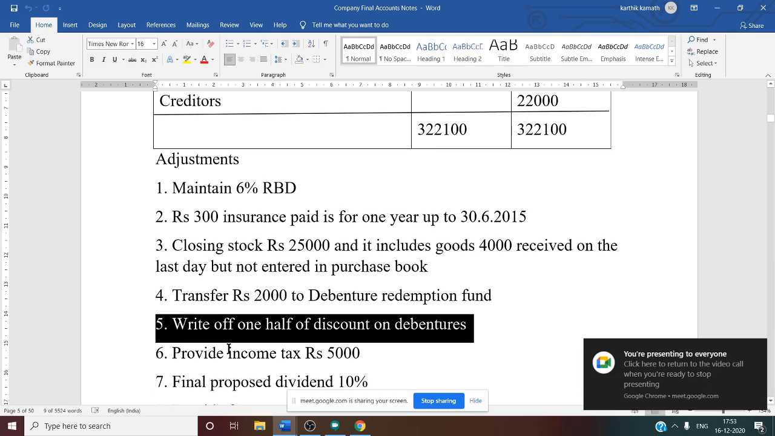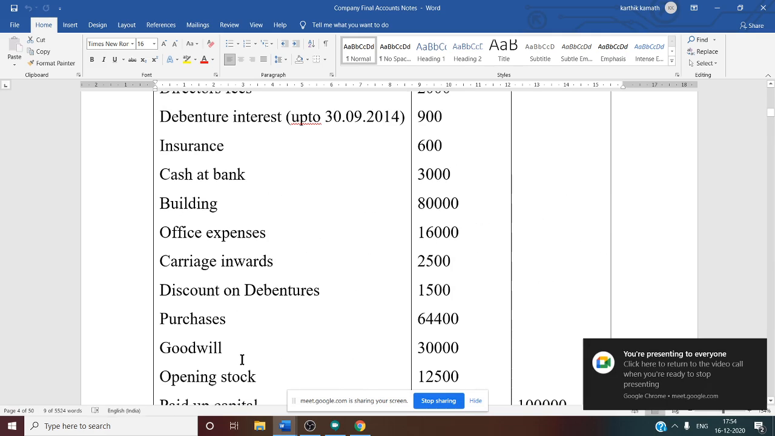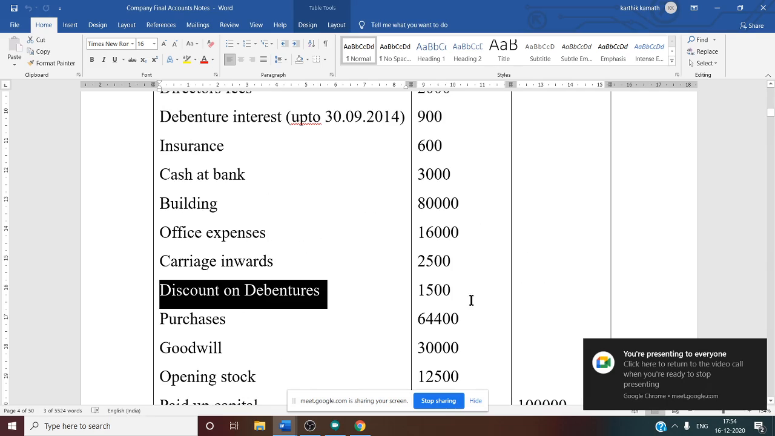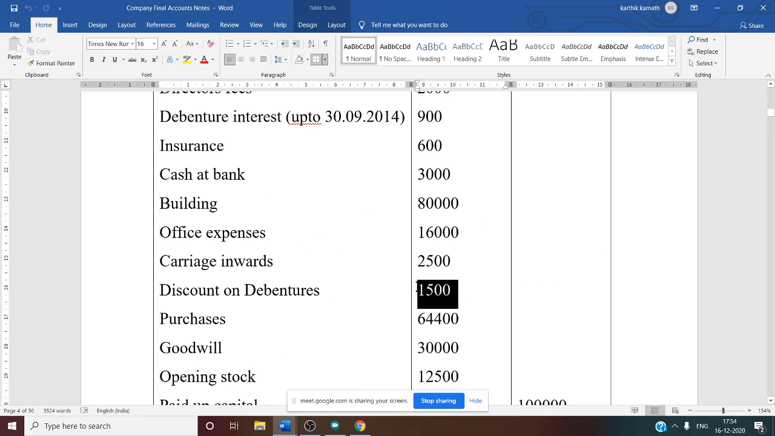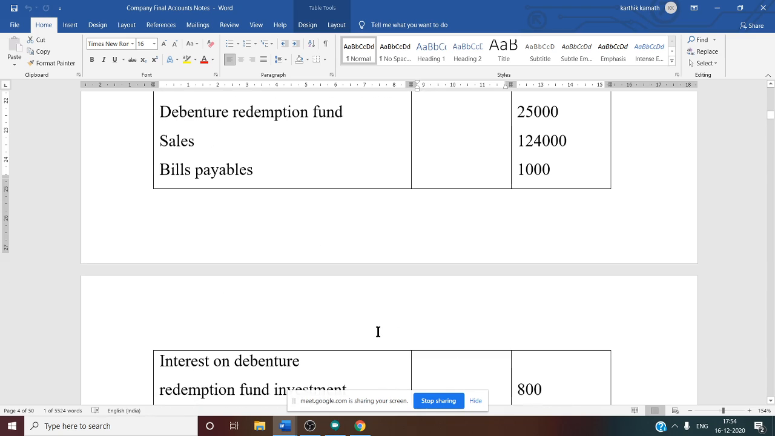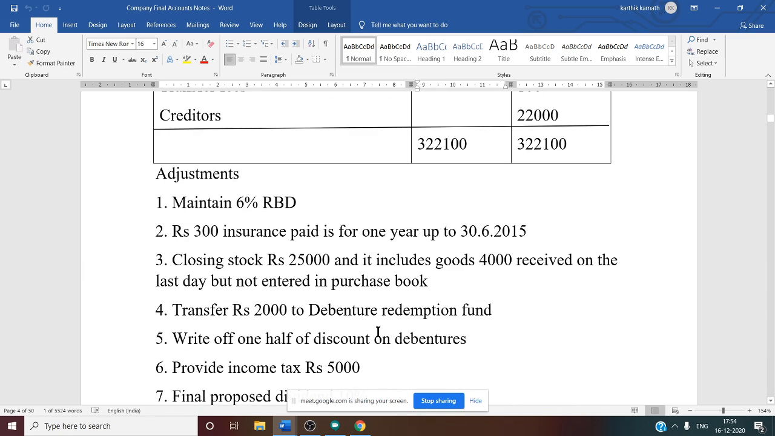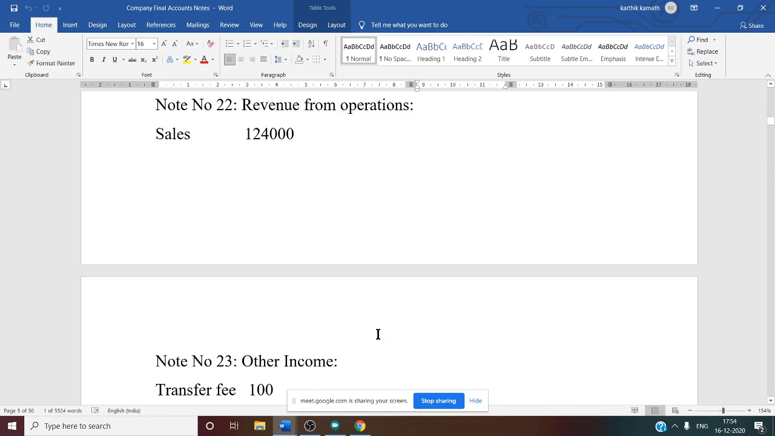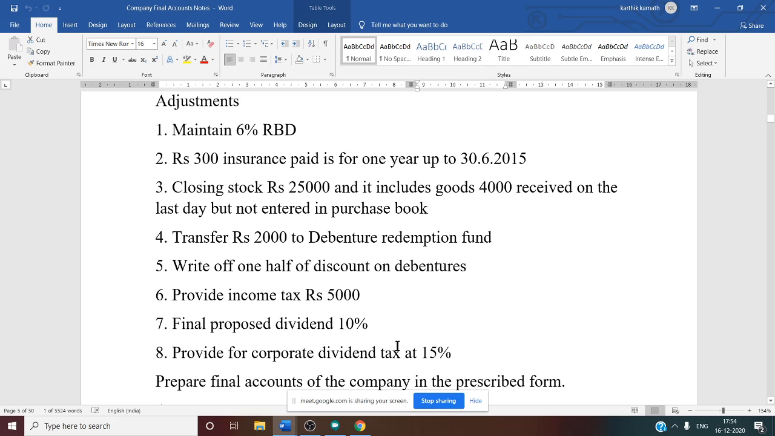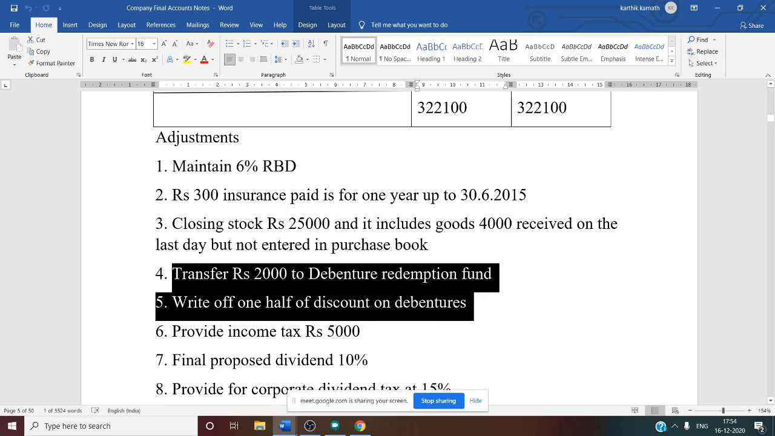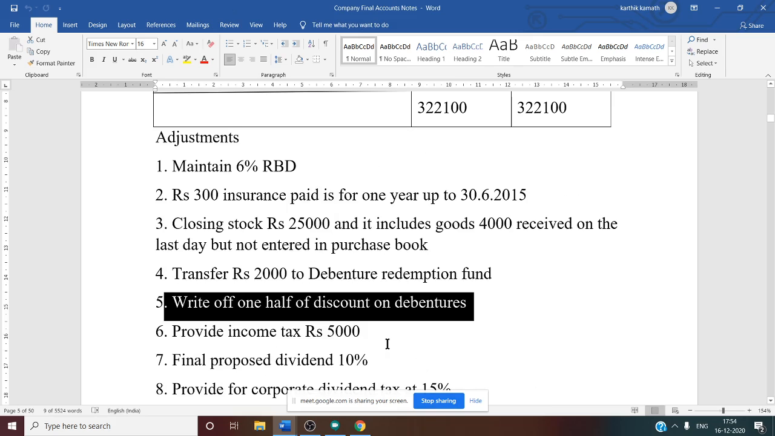Now we have to see discount on debenture. See this discount on debenture, 1,500 they have given. So one half means 1 by 2, 1,500 into 1 by 2. If you do, you will get one amount, that is 750. 750 you have to show. That is working note number 29.